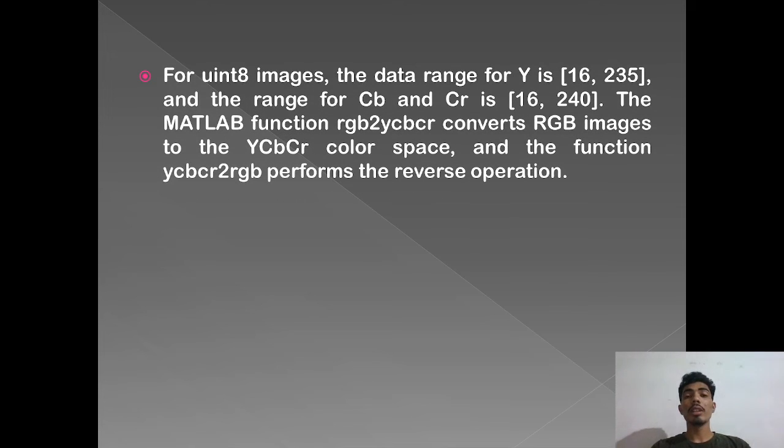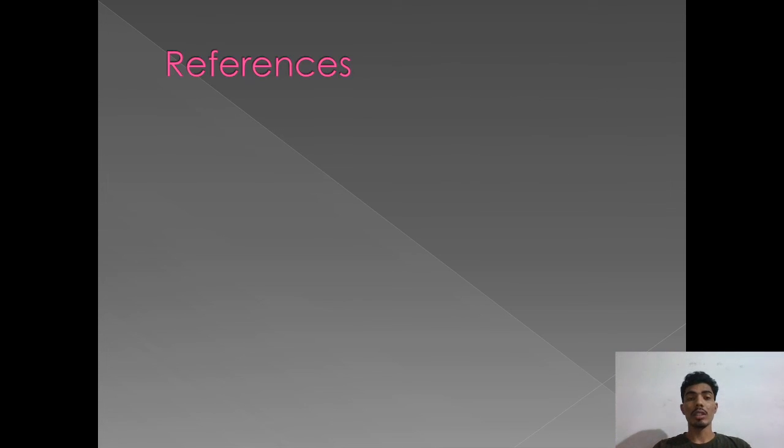For unit images, the data range for Y is 16 to 235, and the range for Cb and Cr is 16 to 240. The MATLAB function rgb2ycbcr converts RGB images to the YCbCr color space, and the function ycbcr2rgb performs the reverse operation.